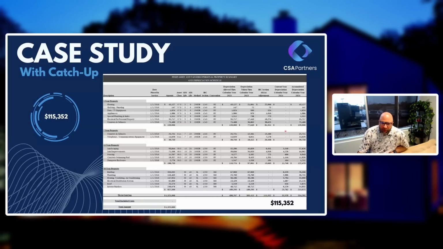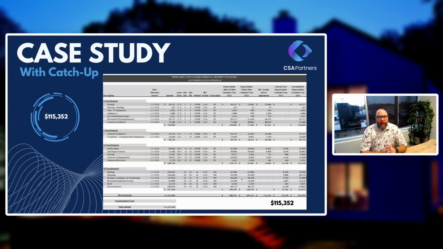But then I also get this where it says current year depreciation. So I'm actually taking the $35,000 plus the $115,000, and that's my total deduction for this year. So it's really about, what is that, $150,000. And that's bringing all that forward. I'm offsetting my income by $150,000 this year.